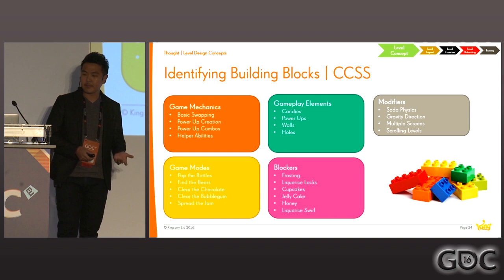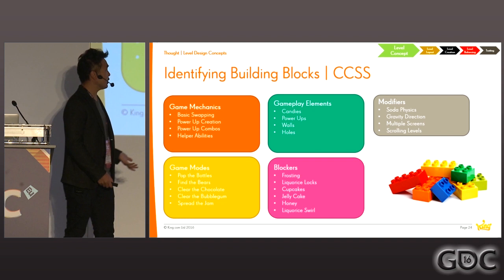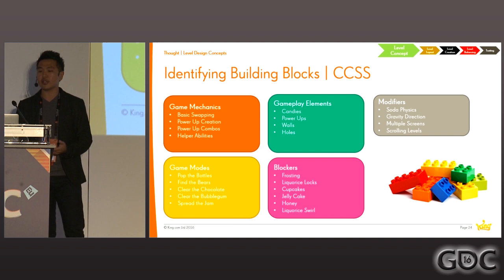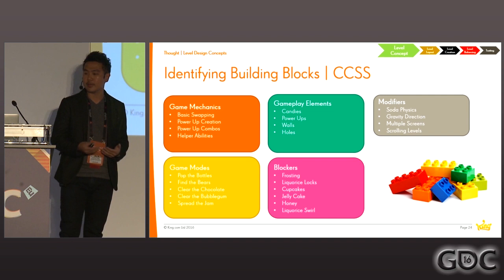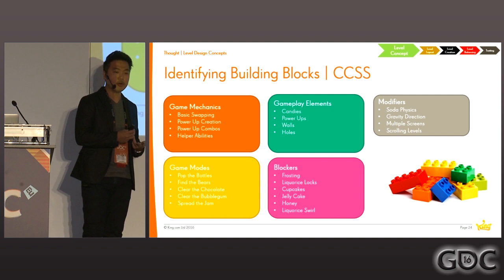Like blockers, many, many different blockers in the game, like ice or frosting, licorice locks, cupcakes, honey, licorice swirl, the list goes on. And because Candy Crush Soda is such a big game, we also have what I like to term modifiers, things that we put on top of some levels to add a little bit of spice. Things like the soda physics, for example, or the gravity, or the multiple gravity directions, or multiple screens, or scrolling screens as well.